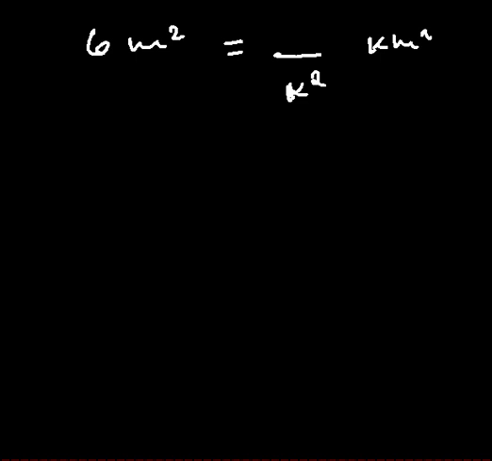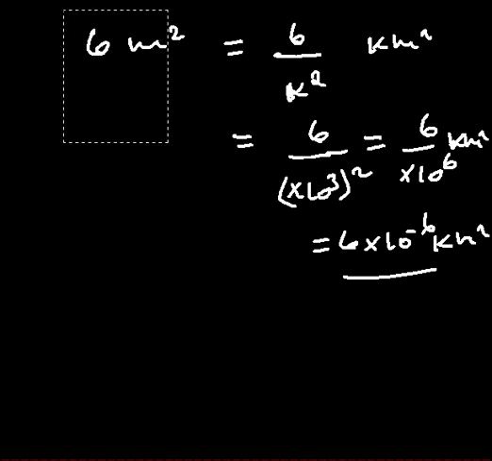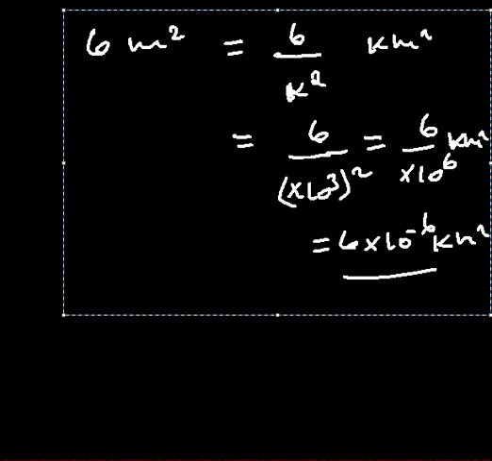We'll have it as 6 here. This is the same as 6 divided by, and what is the value of kilo? 10 to the power positive 3, and the overall to the power 2, because this is the area scale. So 6 divided by 10 to the power 6 kilometer square. By the way, this is the same as 6 times 10 to the power negative 6 kilometer square. So we're using the same concept we discussed in a linear scale.